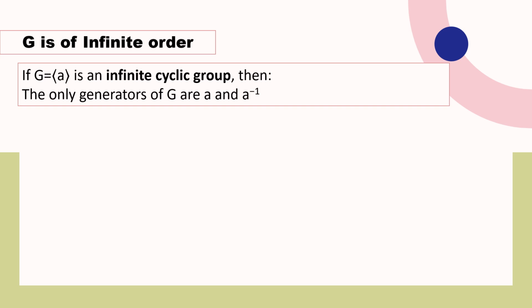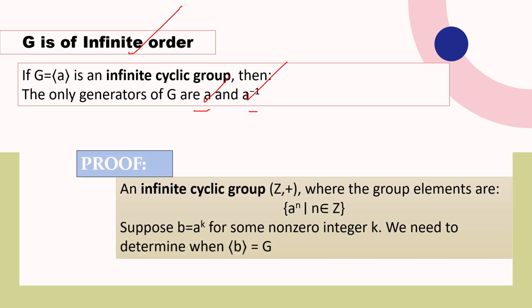What are the generators? For an infinite cyclic group, generators are A and A inverse. For a finite cyclic group, the generator was A raised to k. For an infinite cyclic group, the generators are A and A inverse. So we see how do we prove that.